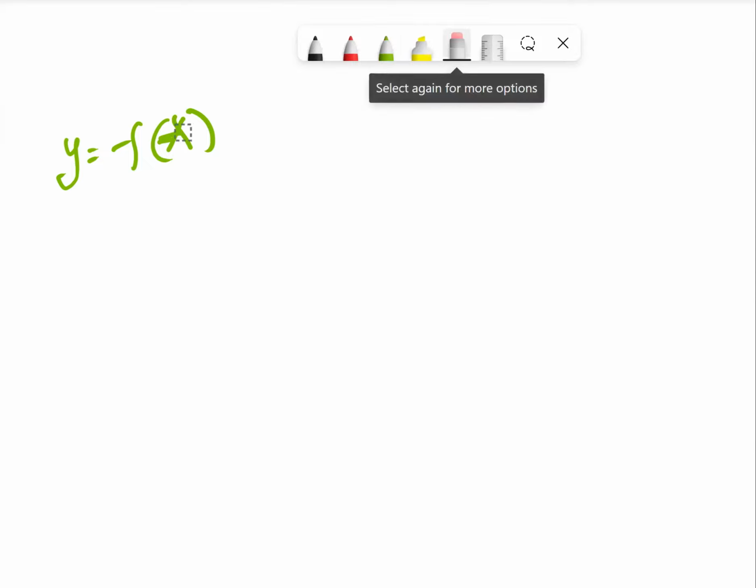Now, anytime you have a function of this kind, let me see if I can. Please go away. So anytime you have a function of this kind, where you have, say, y equals some function of, let me call this a, okay? I'm having trouble aligning my pen to the screen.